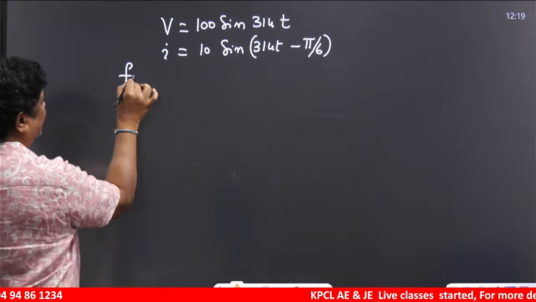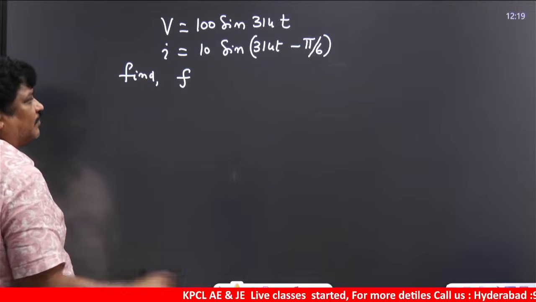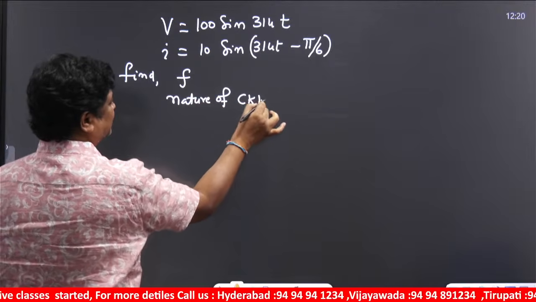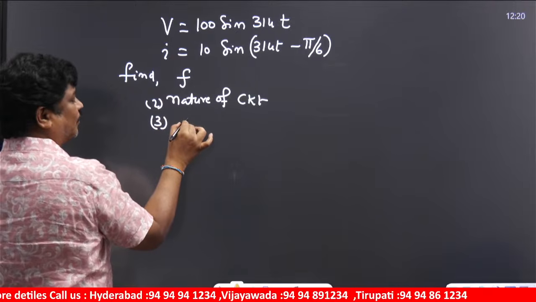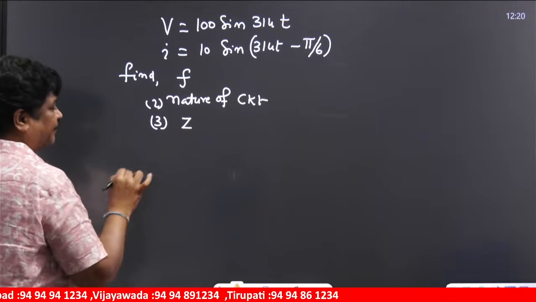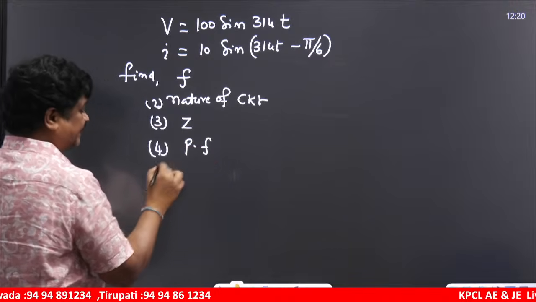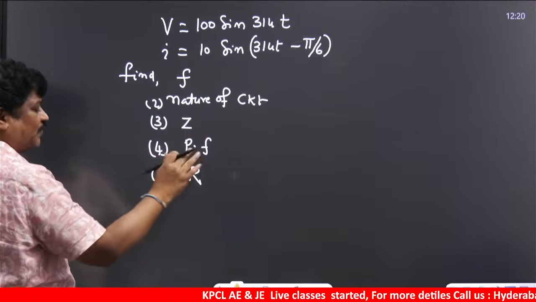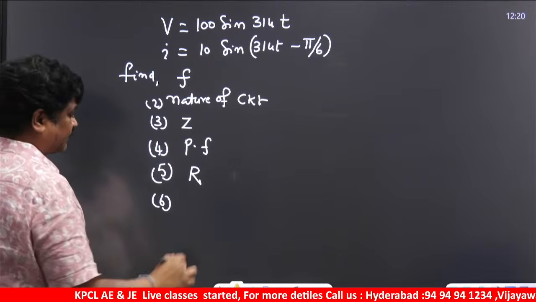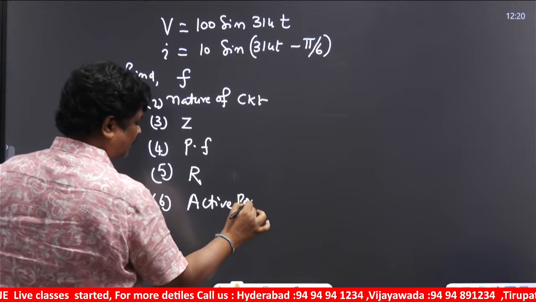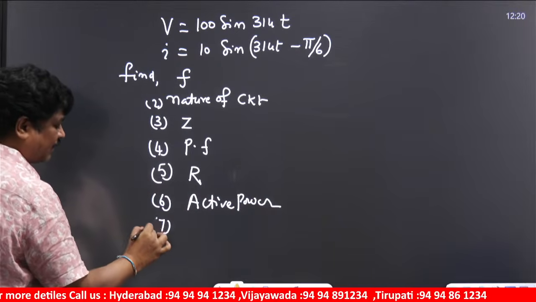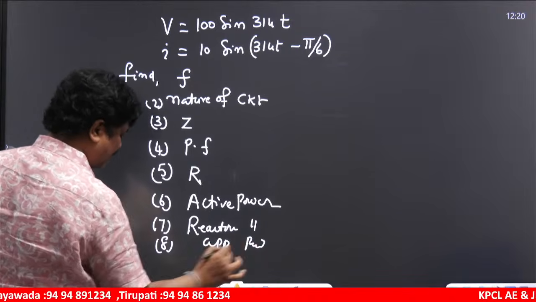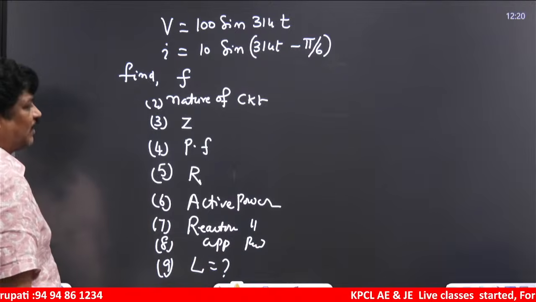Number 1, find the frequency in the circuit. Number 2, nature of the circuit. Number 3, what is the impedance Z? Number 4, what is the power factor? Number 5, what is the resistance in the given circuit? Number 6, active power. Number 7, reactive power. Number 8, apparent power. Number 9, what is the value of inductance L?